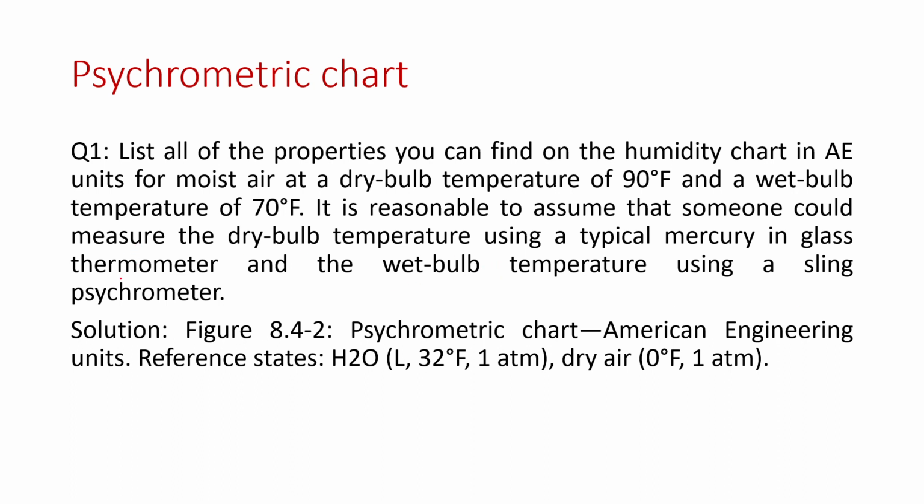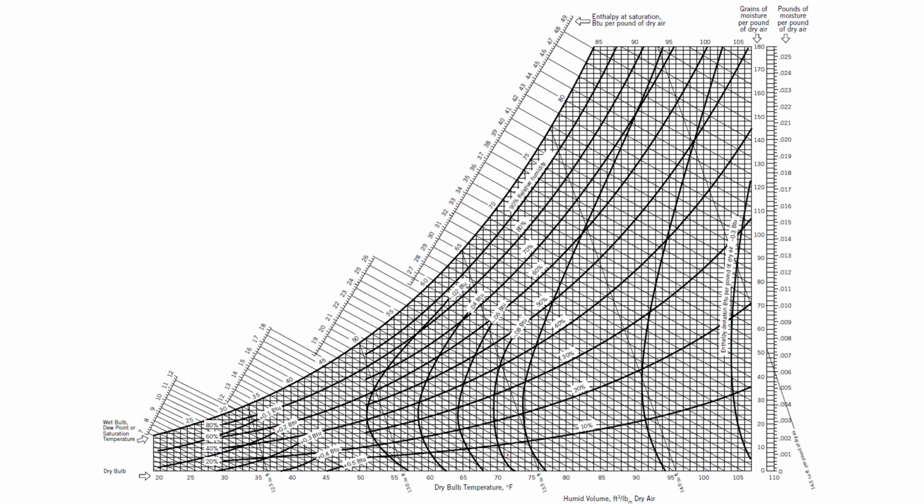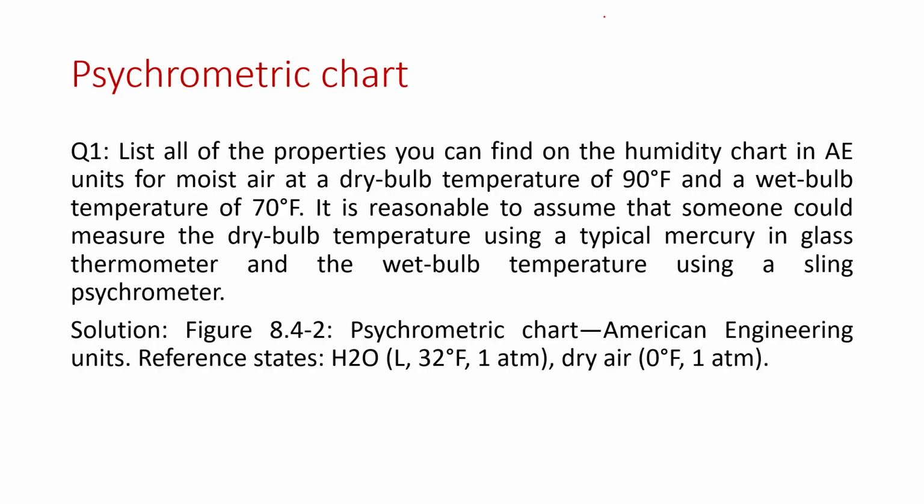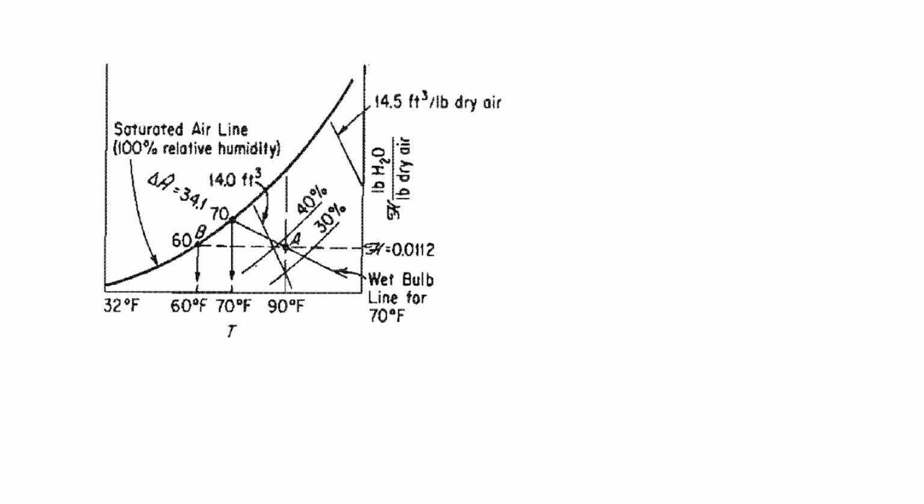Solution. Here we will refer to Figure 8.42 in the book by Felder and Rousseau, titled Psychrometric Chart, American Engineering Units, and here the reference state is H2O liquid phase at 32 degrees Fahrenheit and 1 atmosphere, dry air at 0 degrees Fahrenheit and 1 atmosphere. I have given the psychrometric chart picture here, which is in American Engineering units. Based on this, let's solve the problem. They have asked us to list all the properties we can find on the humidity chart. A simplified version of the psychrometric chart in American Engineering units is given here to solve this problem. So let's find all the properties one by one.